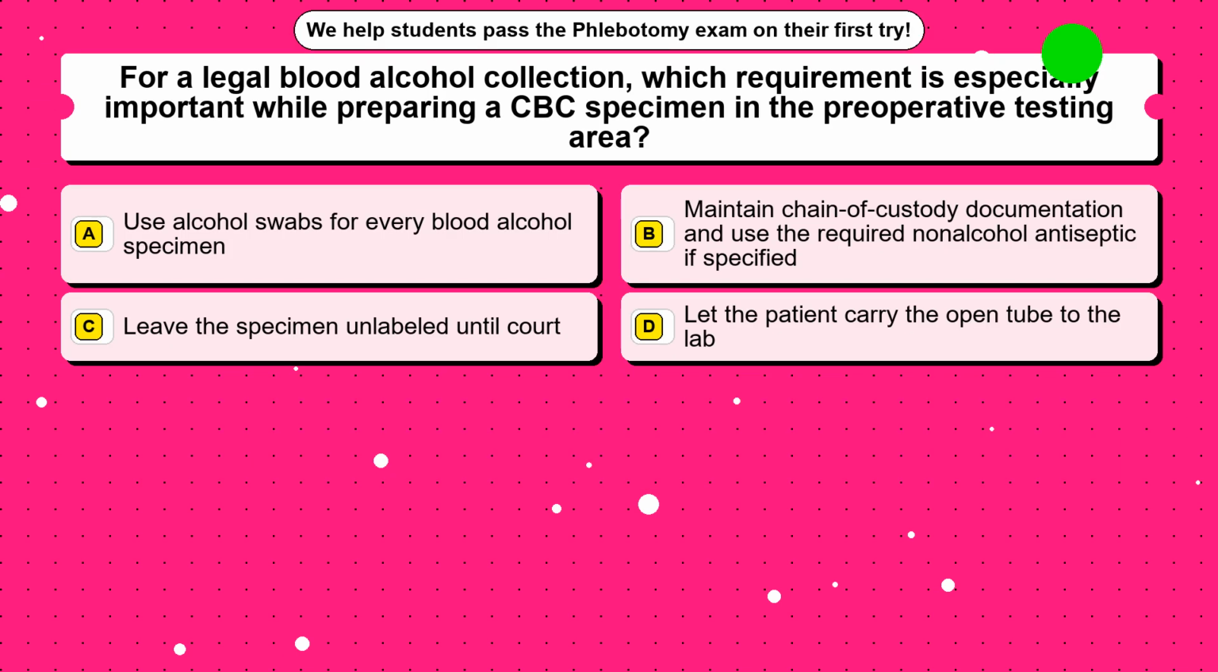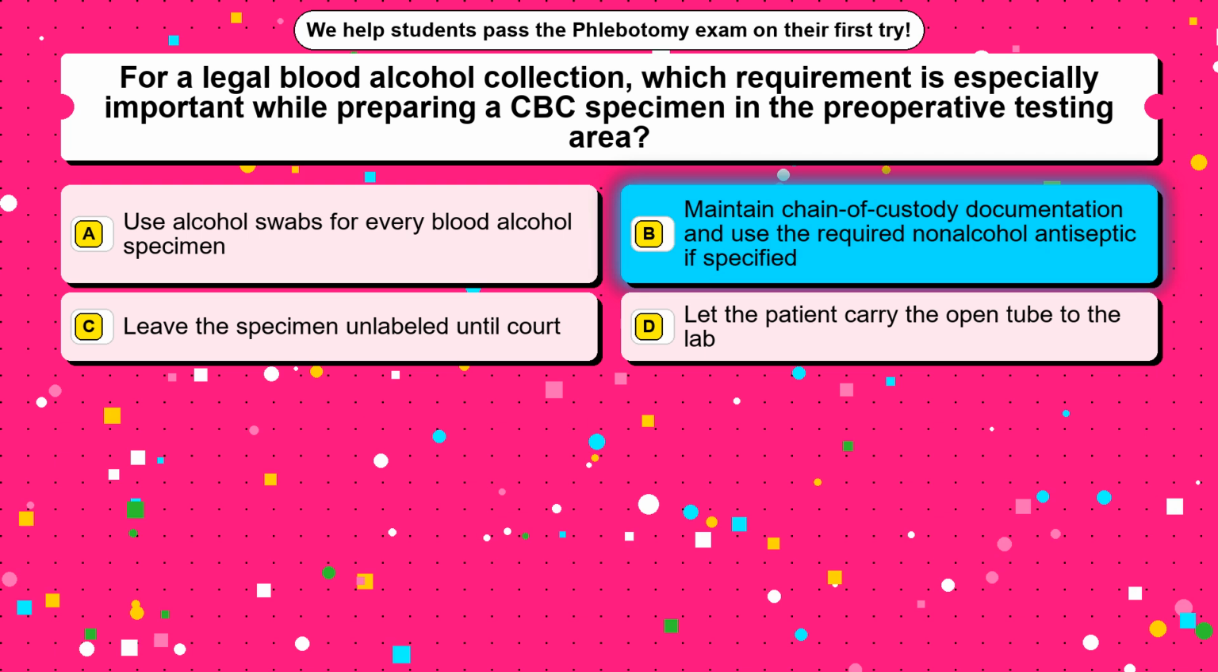Question 1. For illegal blood alcohol collection, which requirement is especially important while preparing a CBC specimen in the preoperative testing area? Option A. Use alcohol swabs for every blood alcohol specimen. Option B. Maintain chain of custody documentation and use the required non-alcohol antiseptic if specified. Option C. Leave the specimen unlabeled until court. Option D. Let the patient carry the open tube to the lab.